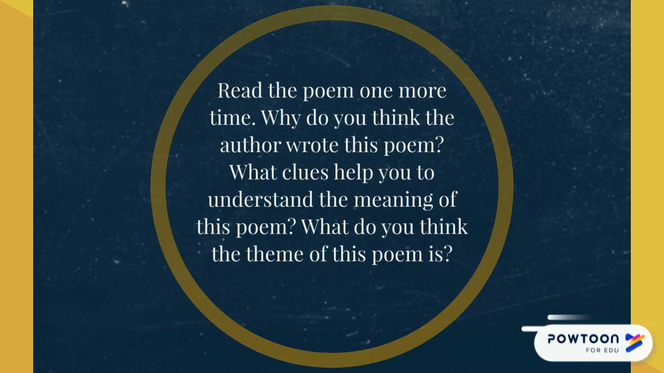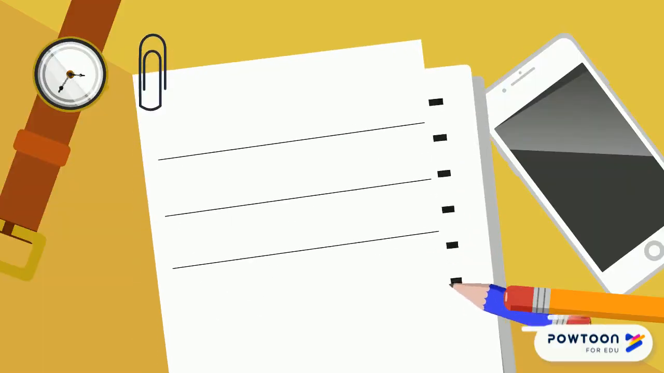Then start thinking about the meaning by looking back at the title, determine how the author is trying to make you feel, and then deciding on an overall theme. Pause the video so you can complete this step. Here are my thoughts after my third reading.